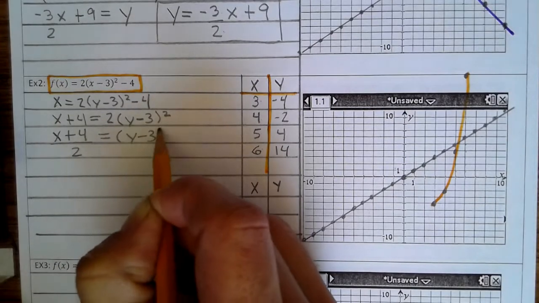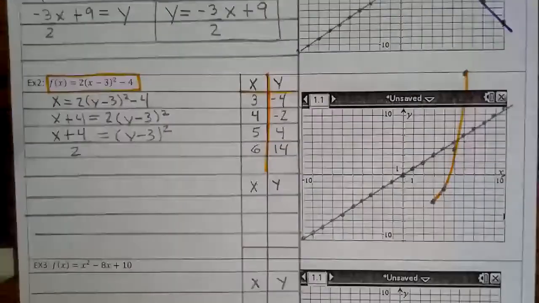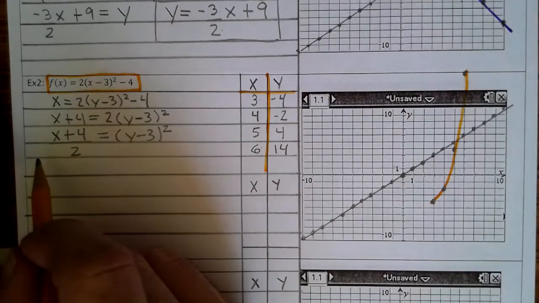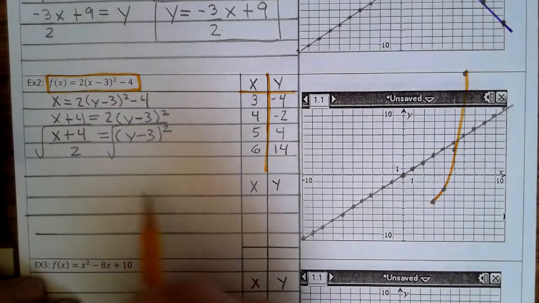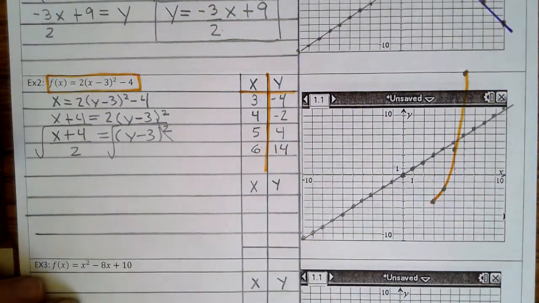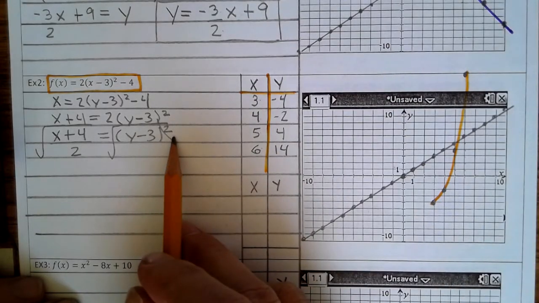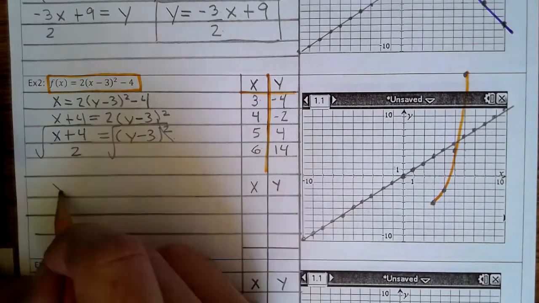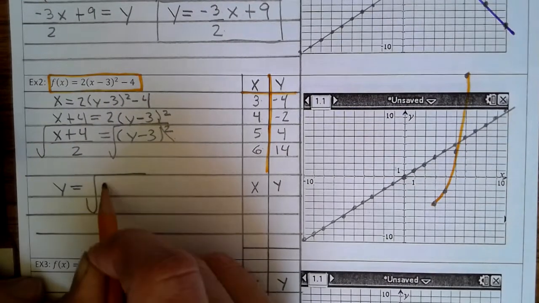Now, let's go ahead and take the square root of both sides. That cancels, or I should say, the square and the square root become a power of 1. And let's go ahead and add 3 to both sides. So y equals the square root of (x plus 4) divided by 2, plus 3.